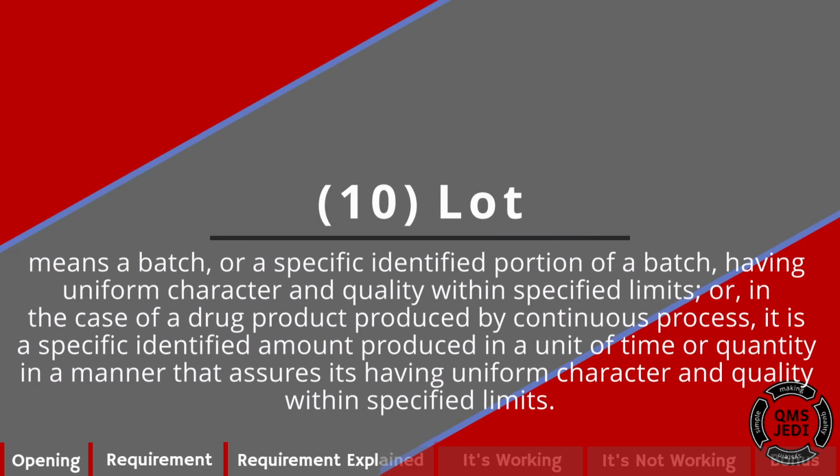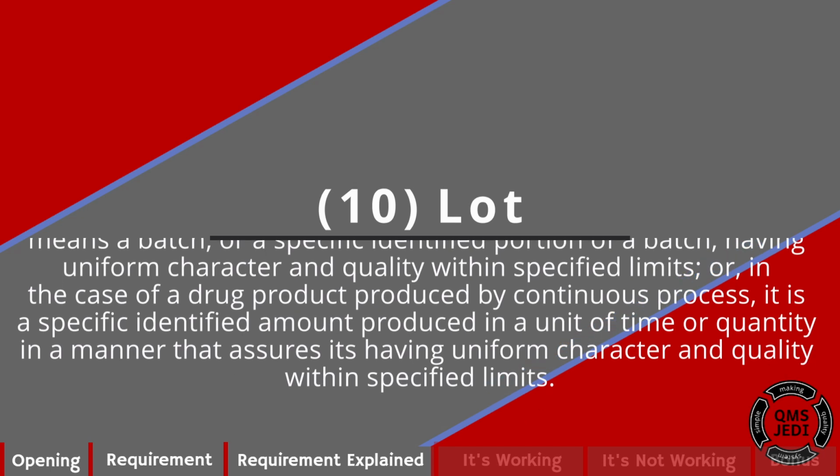Number 10, lot means a batch or a specific identified portion of a batch having unified character and quality within specified limits, or, in the case of a drug product, produced by continuous process. It is a specific identified amount produced in a unit of time or quantity in a manner that assures its having uniform character and quality within specified limits.